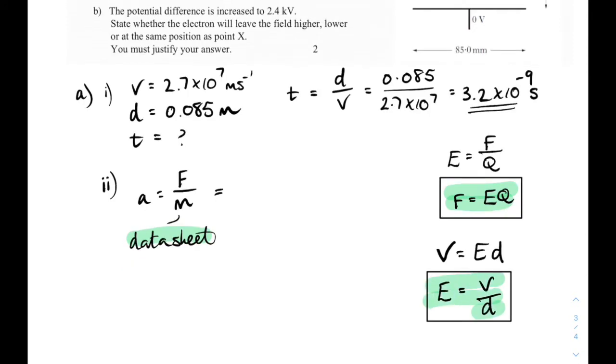Now, both of those highlighted relationships are going to be useful to us because we're going to substitute in for F in the a equals F over m equation. If F equals EQ over m and E equals V over d, that will give us VQ over dm. We know what all those values are.